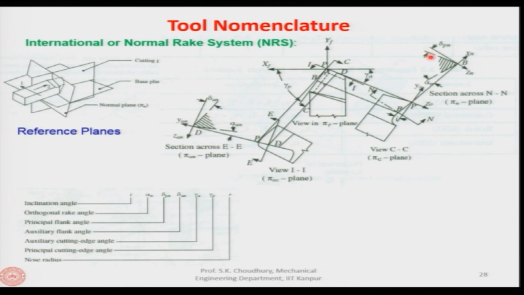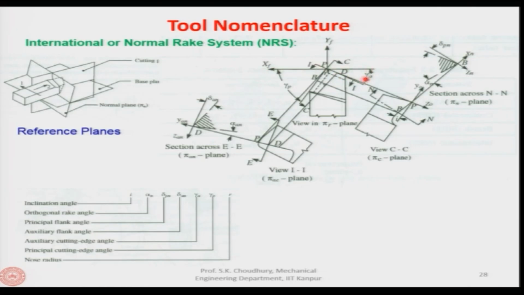Okay. So, these are the 4 angles. Fifth is the tool inclination angle. And here we have the 2 cutting edge angles, one along the principal cutting edge, which is called the principal cutting edge angle gamma p, and another along the auxiliary cutting edge and the x axis, which is called the auxiliary cutting edge angle.